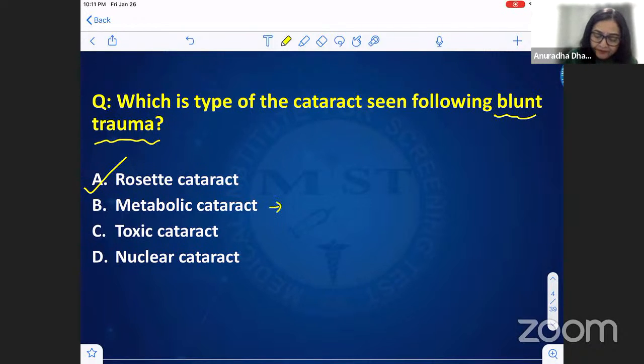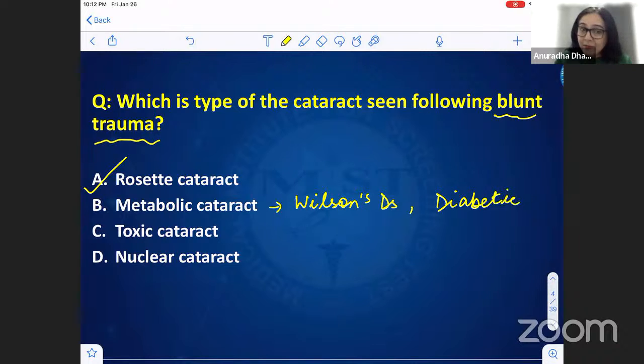And as you know, my friends, metabolic cataract is when the cataract develops as a complication of some kind of metabolic disease. For example, the cataract which develops in Wilson's disease will be labeled as metabolic cataract, and it is given the name sunflower cataract, if you remember. Similarly, when a diabetic patient develops cataract, again, that will be a metabolic cataract, and in diabetics, we know we get snowflake cataract. Toxic cataracts are when the cataracts develop as a result of some kind of drug toxicity.